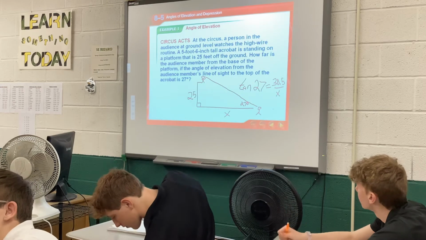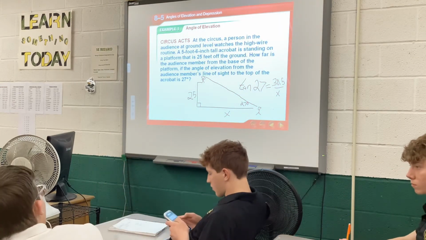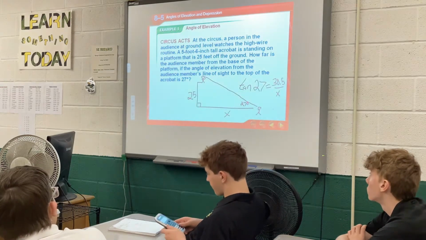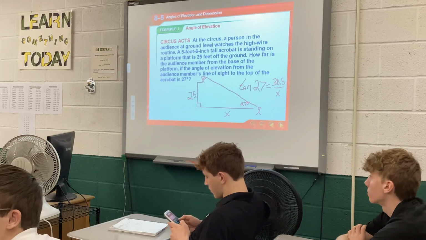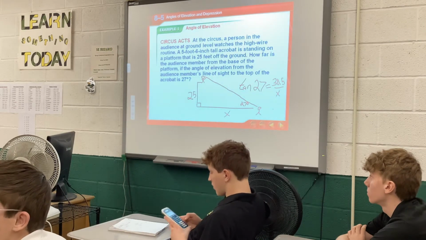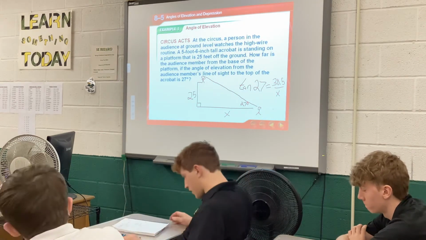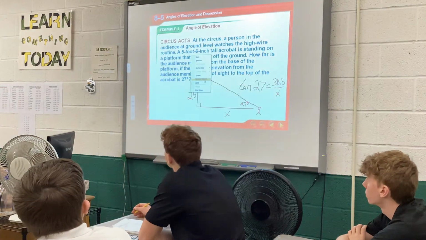So, remember when we have the variable on the bottom, all we have to do is what? The old switcheroo, right? So essentially we're doing 30.5 divided by the tangent of 27. Punch it into your calculator and we get how much? 59.86. Everybody agree?